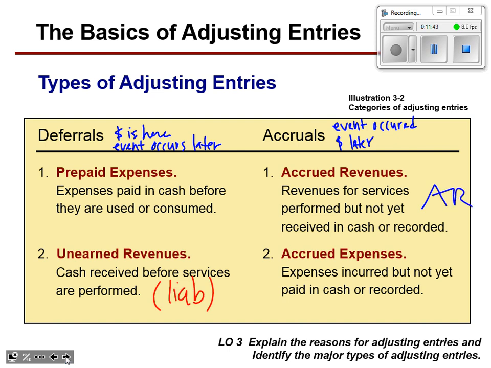AR. And as they pay their bill, especially when it's time to get our financial statements made, we better go make sure that those ARs have been paid or fulfilled.